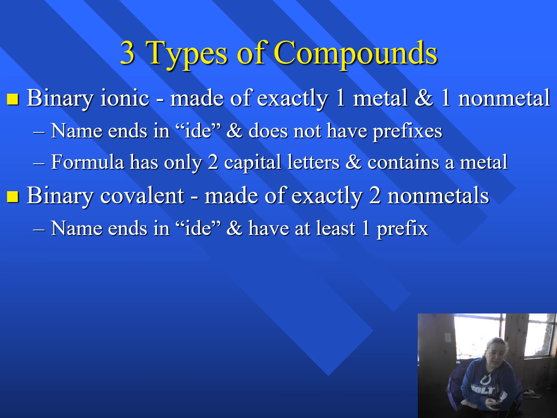So it ends in "ide", the second word ends in "ide", and it has at least one prefix. Now sometimes it'll have 2, like dinitrogen pentaoxide, where both words have a prefix. The reason for that is that if the prefix on the first word is mono, they drop it. So you can't drop mono on the second word. You can't drop the prefix on the second word no matter what. So look at the second word to see if it has a prefix, because sometimes it's been dropped off that first word if it's mono.